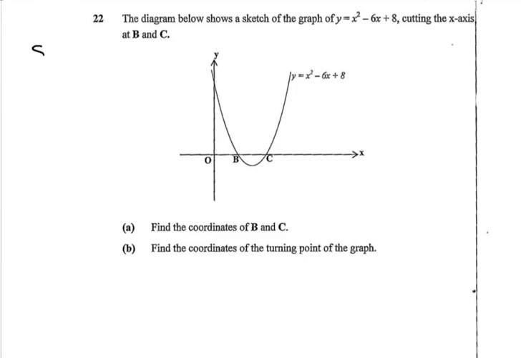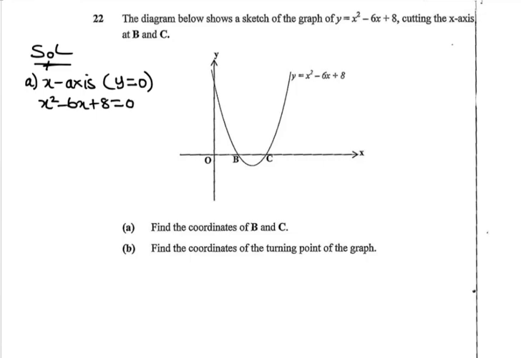So starting with A, where we need to find the coordinates of B and C, here we are just going to work with the condition that on the x-axis, the value of y is simply equal to 0. So using the equation given, y equal to x squared minus 6x plus 8, we are going to equate that to 0 so that we find the x coordinates for the points B and C. So this will be written as x squared minus 6x plus 8 equal to 0.